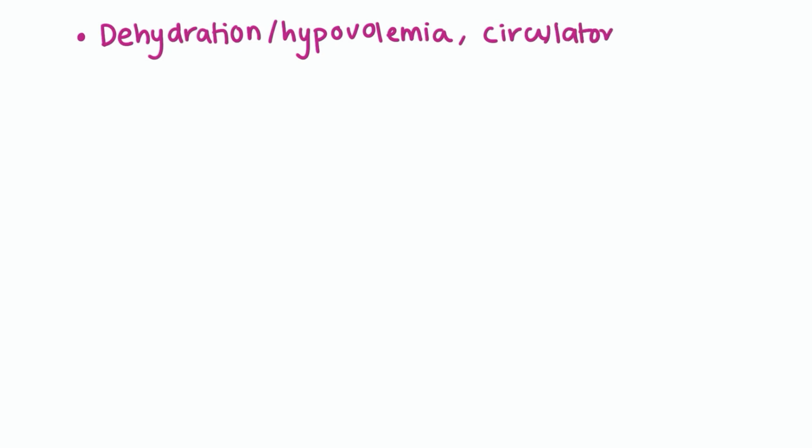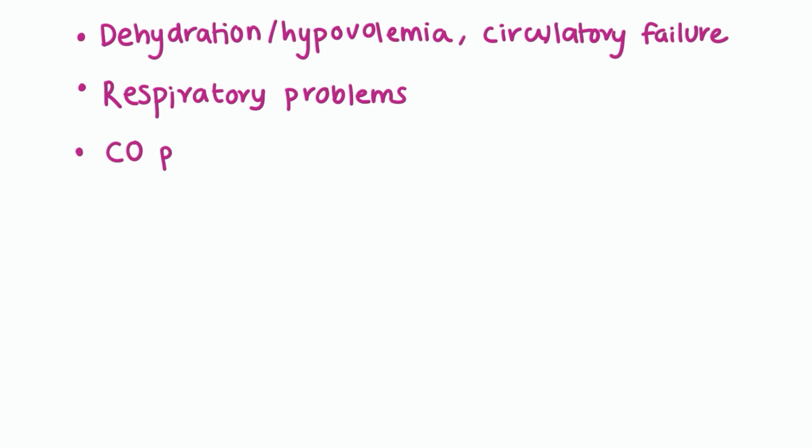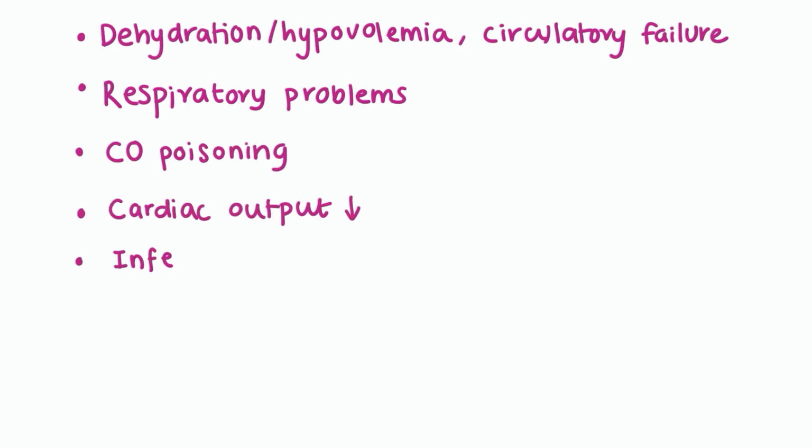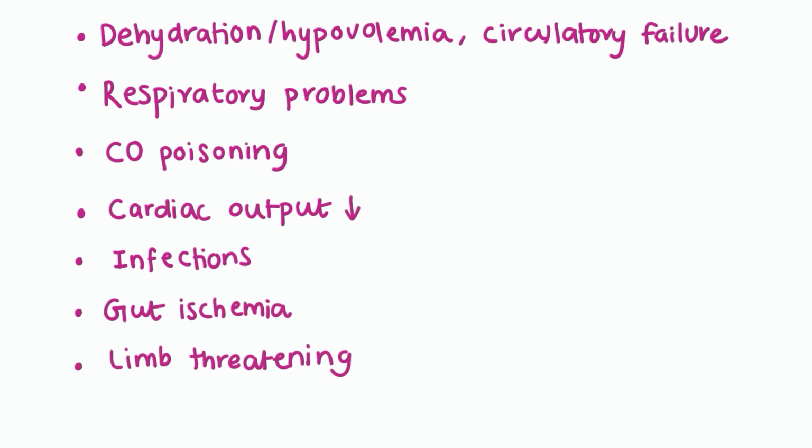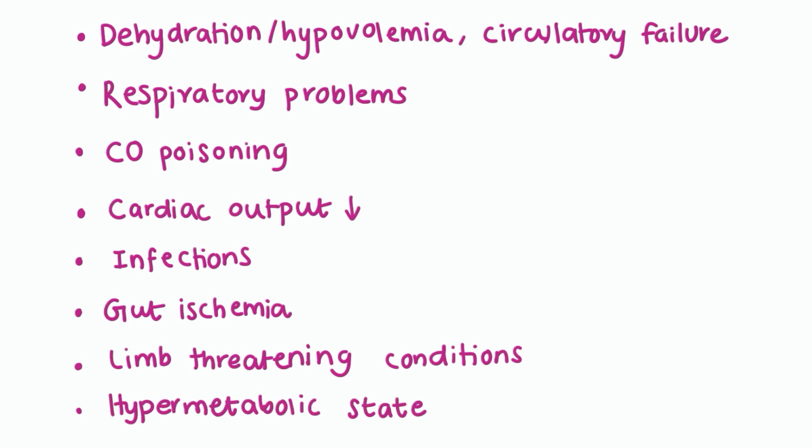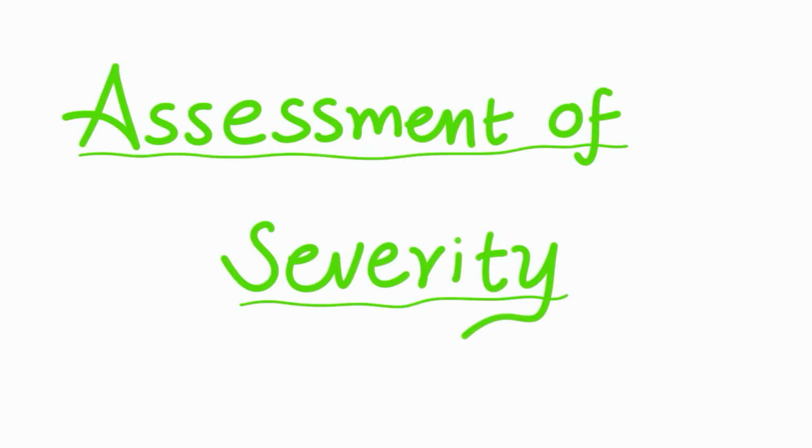So in summary, these patients will have dehydration, hypovolemia and circulatory failure, respiratory problems, carbon monoxide poisoning, reduction of cardiac output, increased susceptibility to infections, gut ischemia, damage to the skin and limb-threatening conditions, and hypermetabolic state. Now that we've covered the pathophysiology and the clinical features, let's talk about how to assess the severity of the burn. First, let's talk about the depth of a burn.